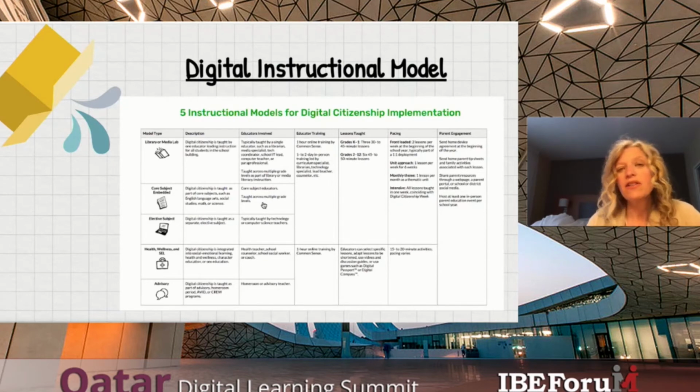So here, again, this is from Common Sense Media, is a digital instructional model that you can use to guide you in trying to get some digital citizenship curriculum implemented into the school day. You don't have to use this exactly word for word, but it's a model that you can. So you can have it embedded if you have a library or media lab. You can embed it in some core subjects, embed it in electives, and even in health, wellness, and SEL.